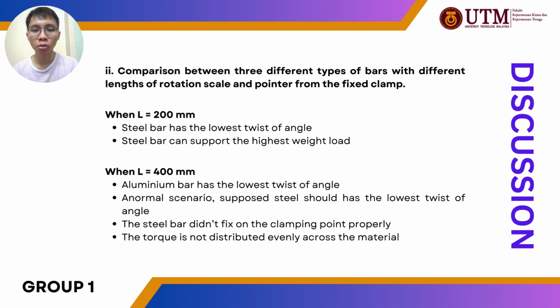When L equals 200mm, we observe that the steel bar has the lowest angle of twist, and the steel bar can support the highest weight load. When L equals 400mm, we observe that the aluminium bar has the lowest angle of twist. However, this is an abnormal scenario, because the steel bar should have the lowest angle of twist. This scenario occurs because the steel bar was not fixed on the clamping point properly. This causes the torque to not be distributed evenly across the material.